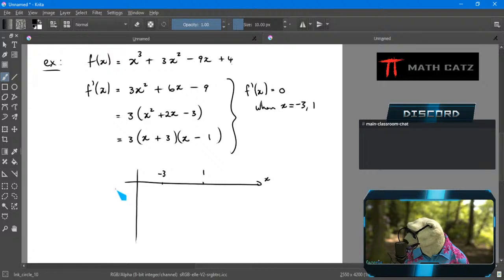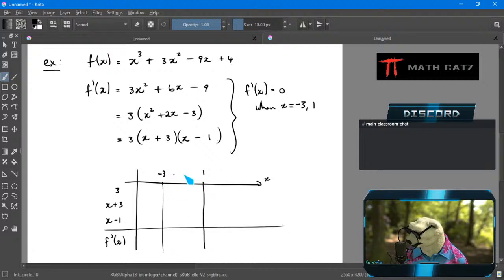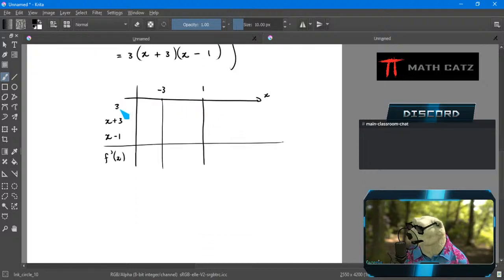Then on the left, I'm going to list every factor that I see in my derivative. Whether they're crucial or not, get into the habit of listing everything. Now these numbers, -3 and 1, split up my x values into 3 separate intervals. 3 is always going to be positive. So it doesn't really do much, but it is contributing something. I don't want to leave it out. Sometimes it really matters. X plus 3 is going to be 0 when x is -3.